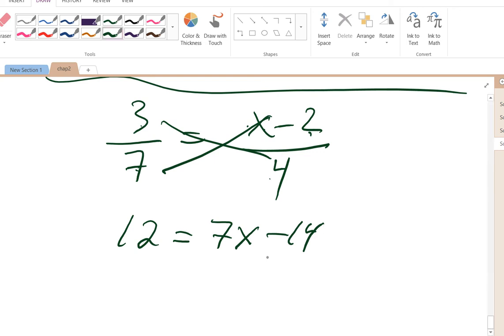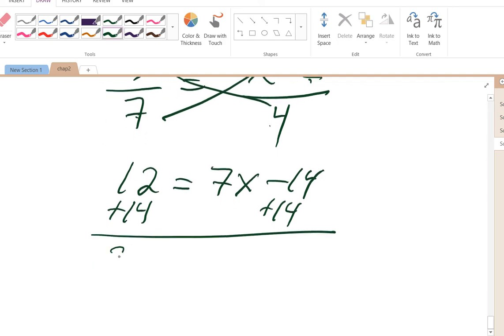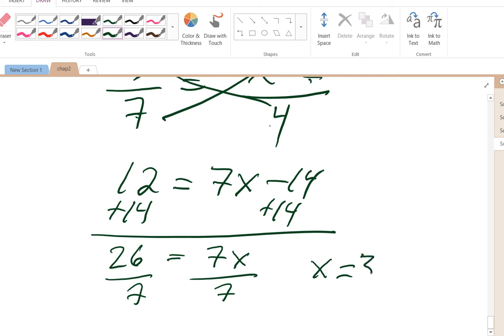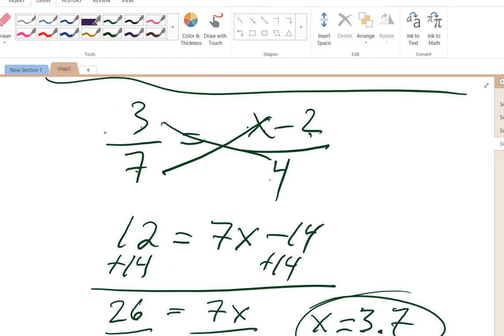So once we get to this point, we'll just solve it out like a normal two-step equation. 3 point something. I'm not sure what 26 divided by 7 is. It's about 3 point 6 something? 7? 6? Anybody do it? Okay. So the extent of the cross multiplying problems are going to be kind of like that. All right.